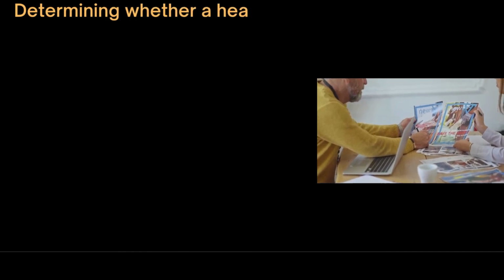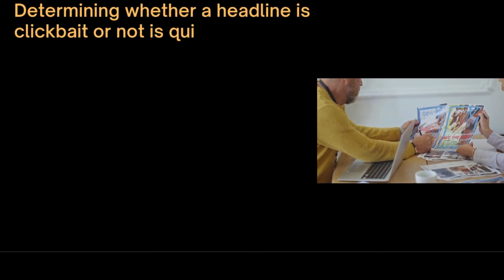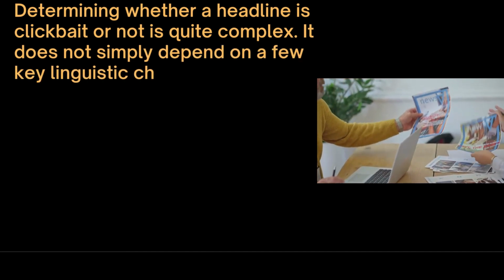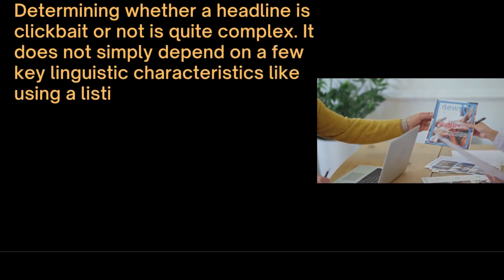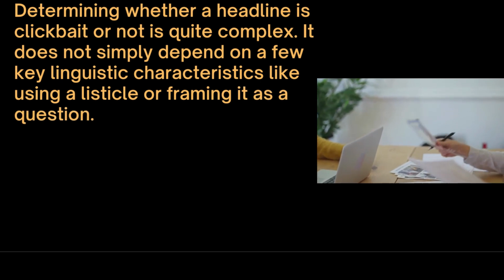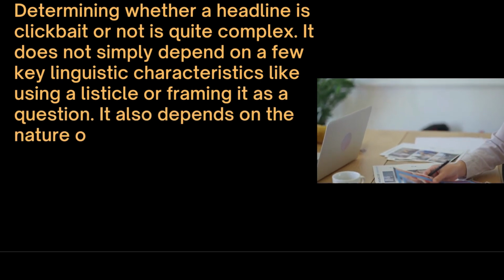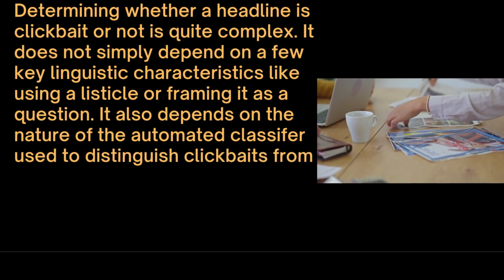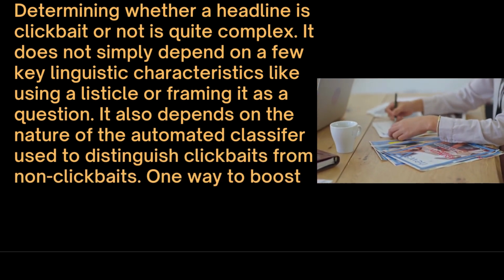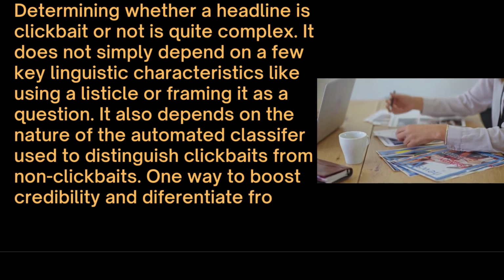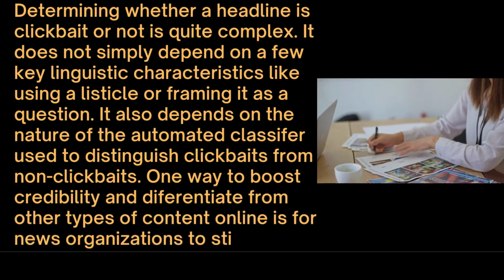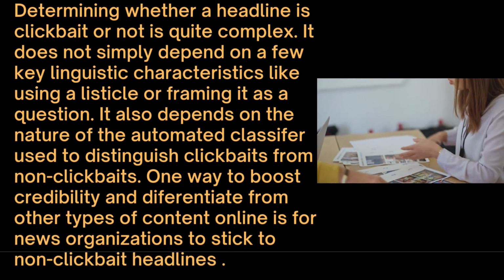Determining whether a headline is clickbait or not is quite complex. It does not simply depend on a few key linguistic characteristics like using a listicle or framing it as a question. It also depends on the nature of the automated classifier used to distinguish clickbaits from non-clickbaits. One way for news organizations to boost credibility and differentiate from other types of content online is to stick to non-clickbait headlines.